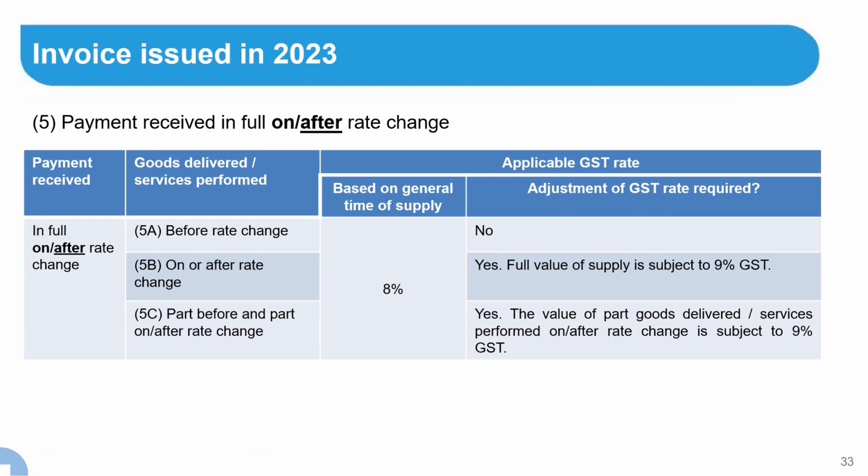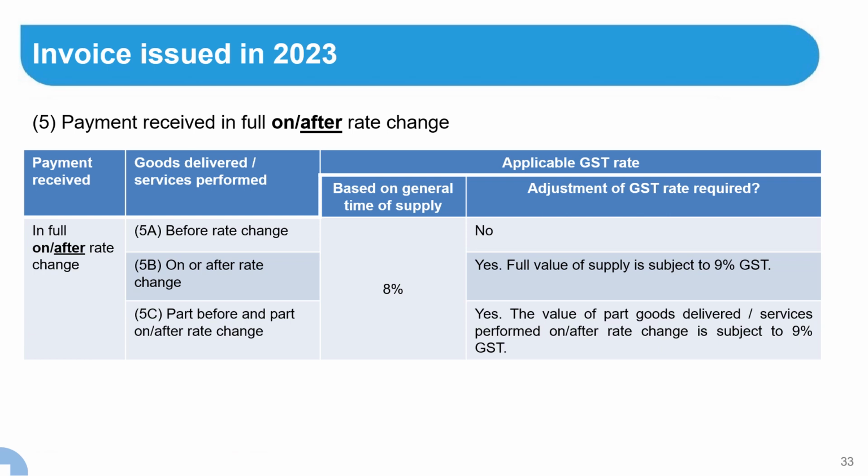Next, we move on to a scenario where the invoice is issued before the rate change, but payment is received in full after the rate change date. Based on the general time of supply rule, as the invoice is issued before the rate change date, the supplier would have to charge 8% GST on the supply. However, as the payment was only received after the rate change date, the supplier has to ascertain whether the goods are delivered or services performed before the rate change date to determine whether he needs to revise the tax invoice and adjust the GST rate accordingly.